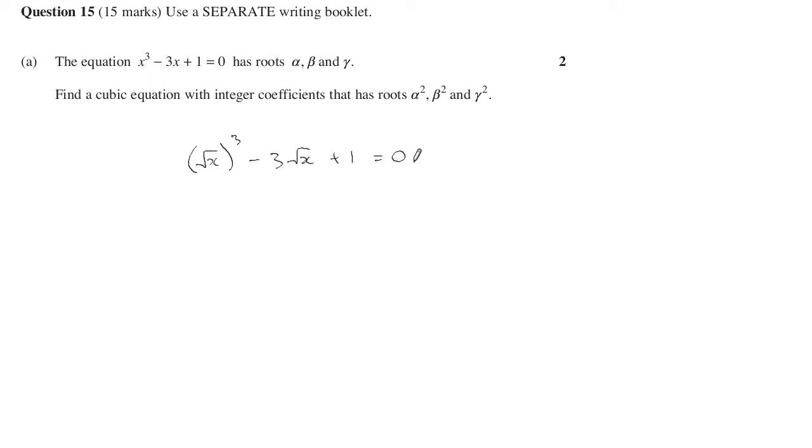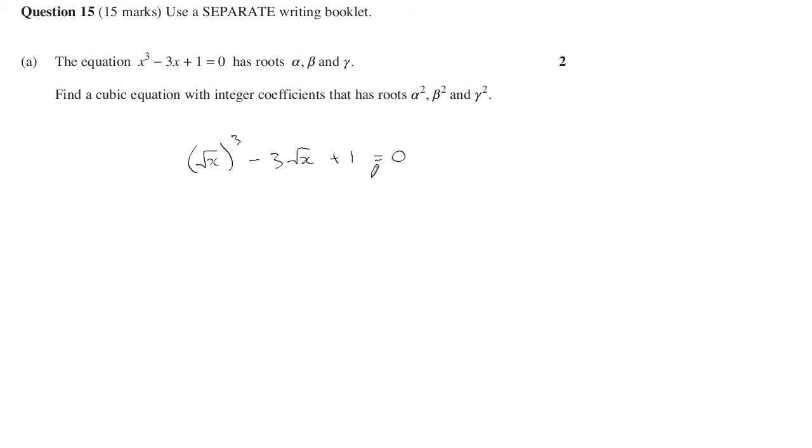And the reason I'm doing that is that we know with this original equation the roots were alpha, beta, and gamma. So that means if I stick alpha in there instead of x, then that equation will be true. And what we want is to find an equation where if I replace the x with alpha squared, the equation will be true. So we can see that that works with this one, because if I stick alpha squared in there, you're going to get root alpha squared, which is just alpha. So you'll have alpha cubed minus 3 alpha plus 1 equals 0. And we know that that's true because that's what the original equation is saying.